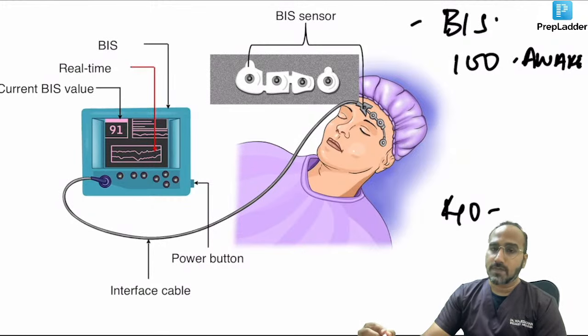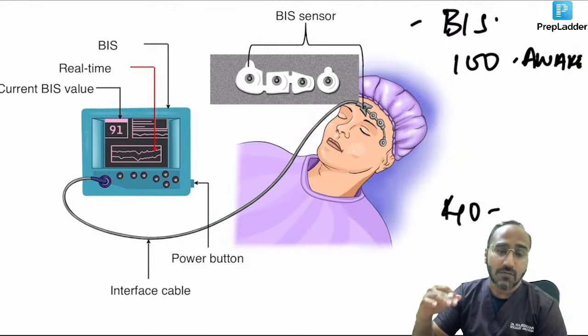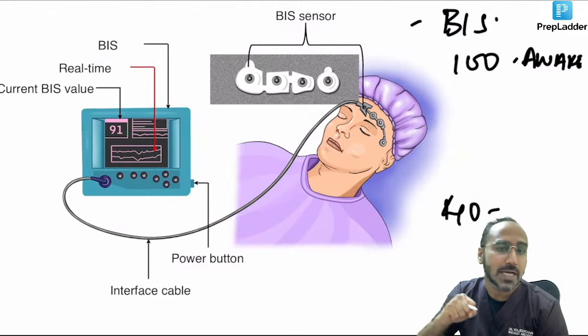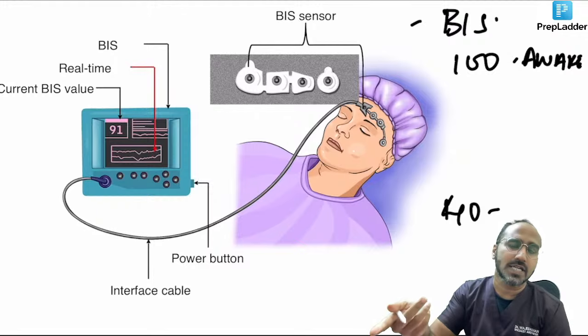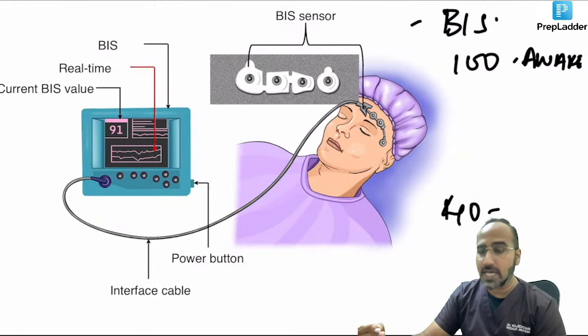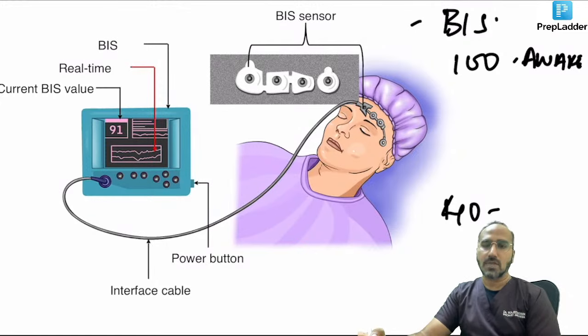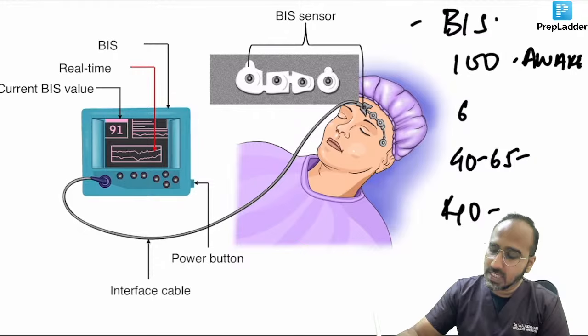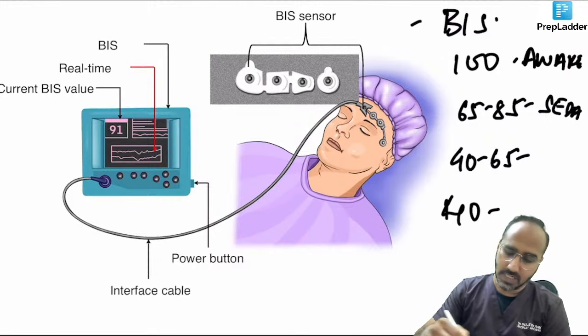Now, guys, remember why this awareness can happen. What is the thing that maintains the patient in an unconscious state? Inhalational agent. If the inhalational agent is not acting, then only the patient will have this awareness. So remember, BIS values less than 40 means deep hypnotic state. 40 to 65 is the BIS required for surgery. 65 to 85 is the BIS required for sedation.